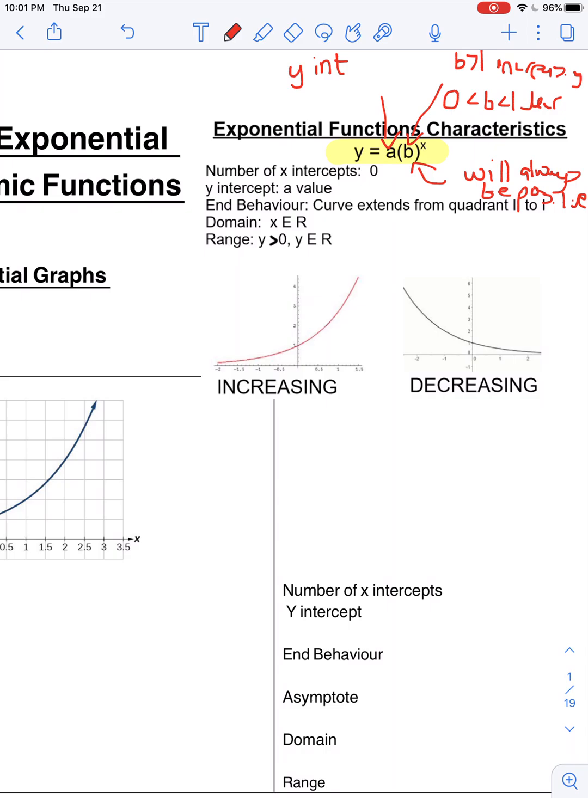So there are no x-intercepts, and that's because the exponential graphs have what we call an asymptote. So an asymptote means if I drew a line along the x-axis, our graph approaches that line forever, but it's never going to cross that line. So that's what an asymptote is when we look at exponential graphs.